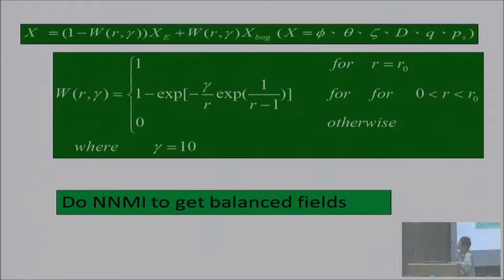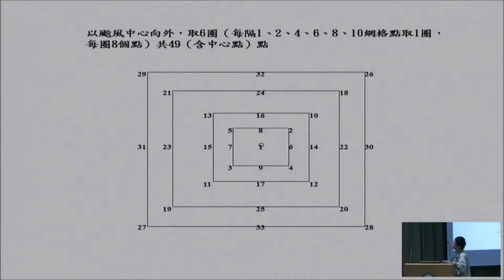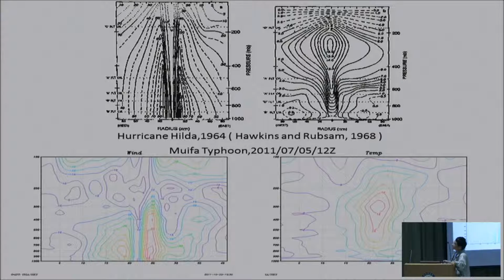After we get the structure of the typhoon, we blend it in with the environment. Then we do a nonlinear normal-mode initialization to get a balanced field. So we chose the 6 ring around the typhoon center. For each level, there are about 39 points. And this is the analysis.